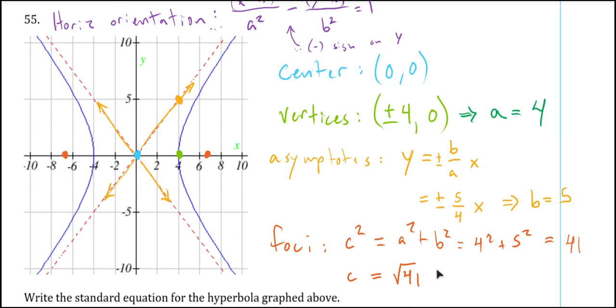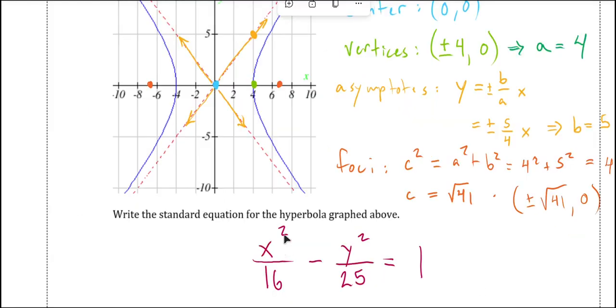And from that, if you liked, you could find the location of the foci. They have another Pythagorean type relationship. And this tells me where c should be found. It's at plus and minus the square root of 41, 0. What we need to do is make sure we put a squared underneath x, because this is horizontally oriented, and the b squared term, 25, here underneath our y value.